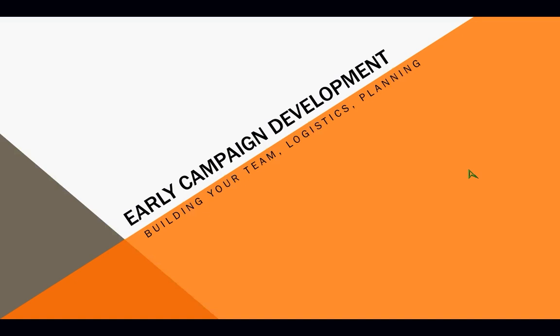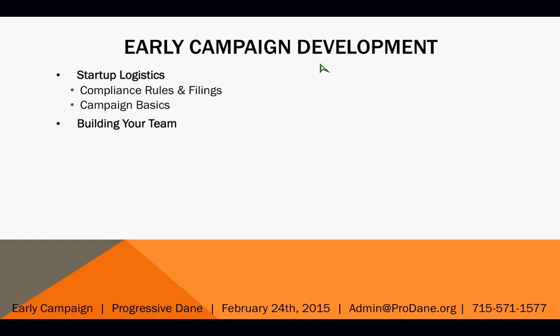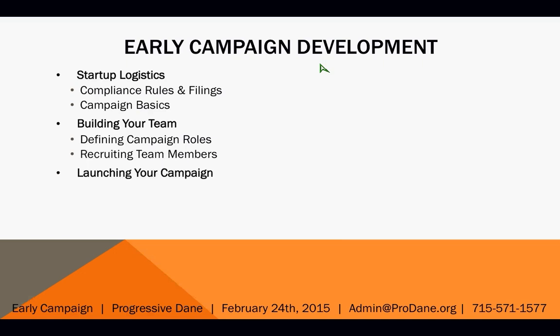So again, the things I'm going to cover is just the logistics of launching a campaign, what you need to have ready, stuff like that. I'll also cover compliance rules, filing, stuff that you'll probably have to watch out for and things to consider, some of the other basics that you'll want in place. Then I'll jump into building your team, defining the roles that you'll want for your campaign, and recruiting your team members themselves. And then I'll go into the actual launching of your campaign and your kickoff event. And then from there, we'll talk about campaign planning.